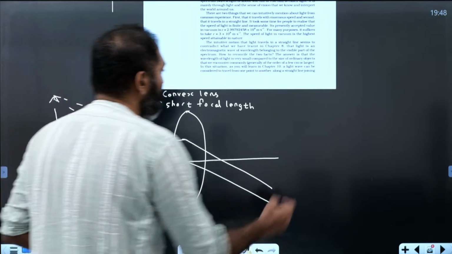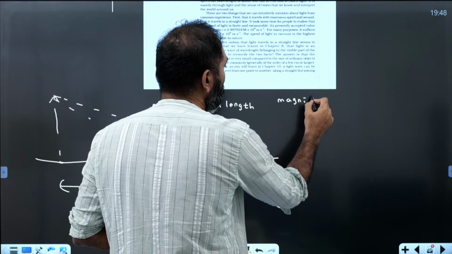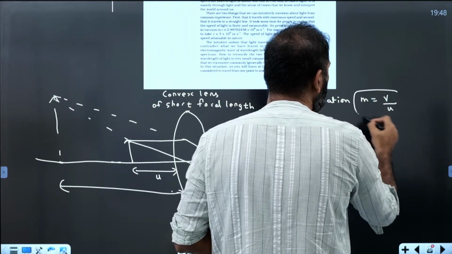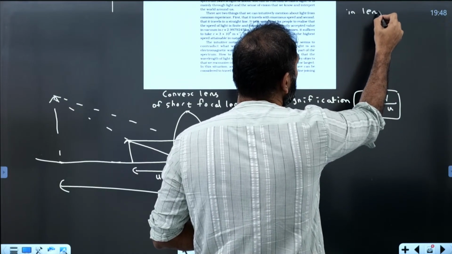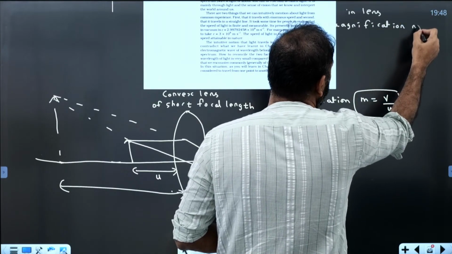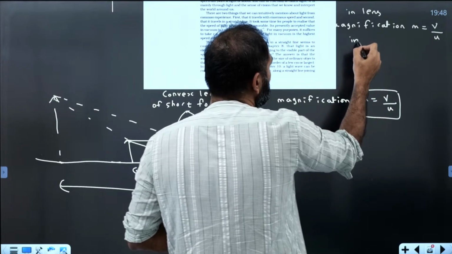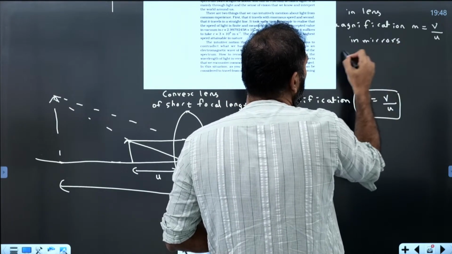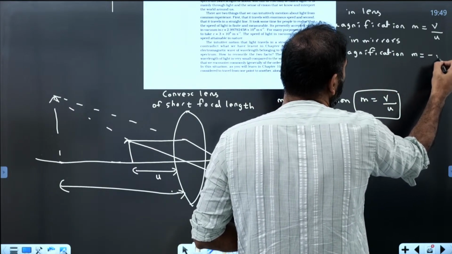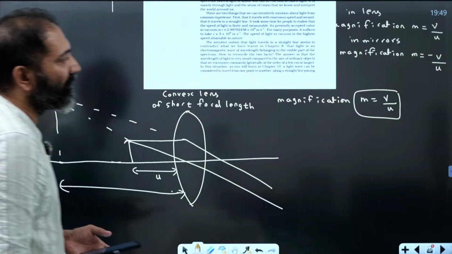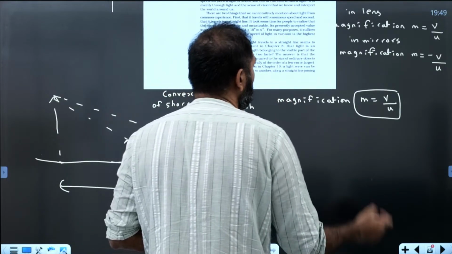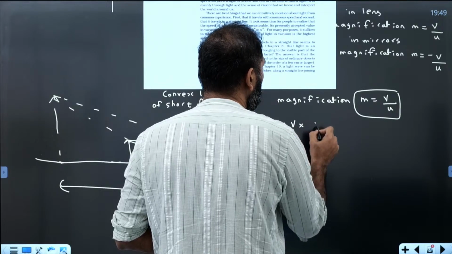Now, magnification M is equal to, what is the formula? V by U. Remember, in lenses magnification M is equal to V by U. In mirrors, magnification M is equal to minus V by U. Lens magnification is plus V by U, mirror magnification is minus V by U. So magnification M can be written as V into 1 by U.